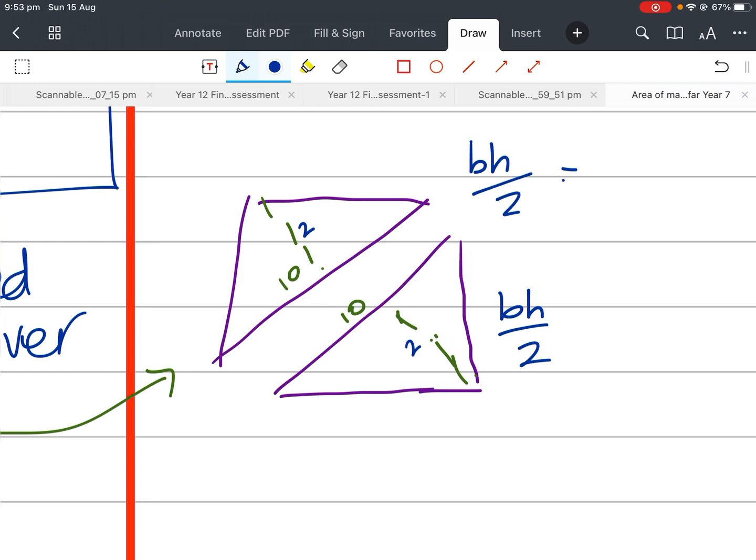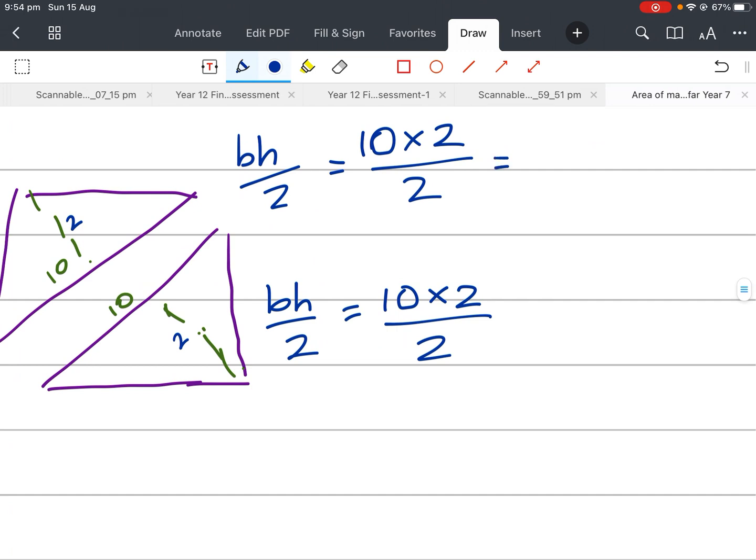So let's have a look. We go the base of 10 times the height of 2, and we halve it. Now our second triangle is just exactly the same, isn't it? A base of 10 times by 2, and we halve it. So let's see what we get. 2 times 10 is 20. Half of 20 is 10. 2 times 10 is 20. Half of 20 is 10. We add those together and we should get an answer of 20. So that's the long way if you want to split it up into two triangles, and that's okay to do it like that.